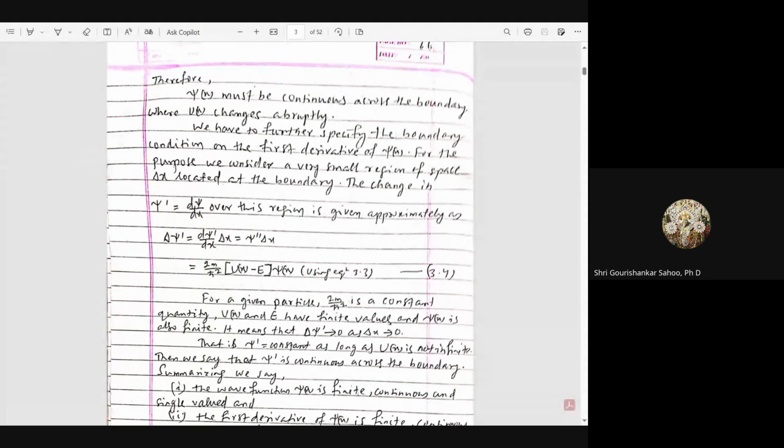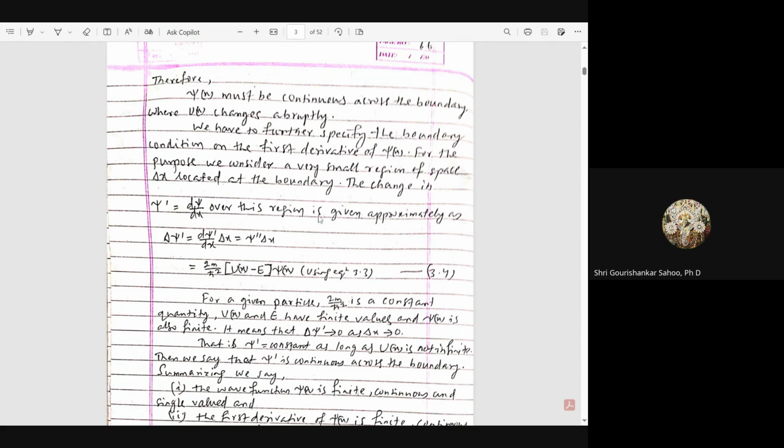So twice m by h cross square is a constant, and U as well as E have finite values, and psi is also finite. So your del psi dash tends to 0 when del x tends to 0. So your psi dash is constant as long as U is not infinite. Then we say that psi dash is continuous across the boundary.